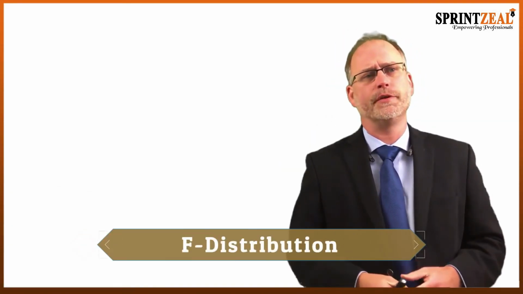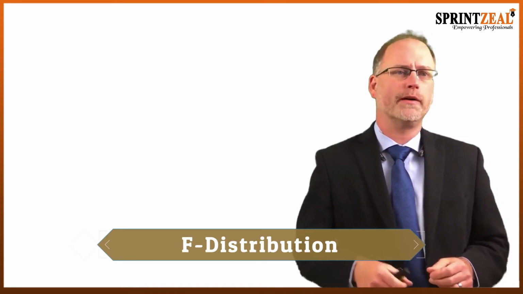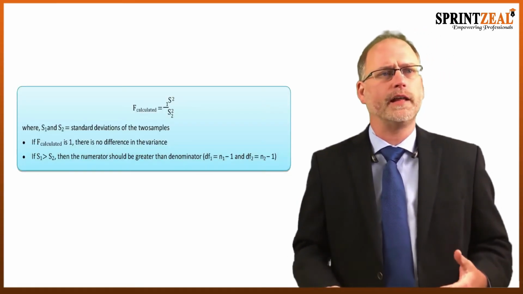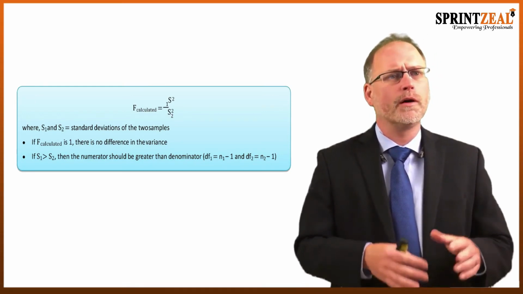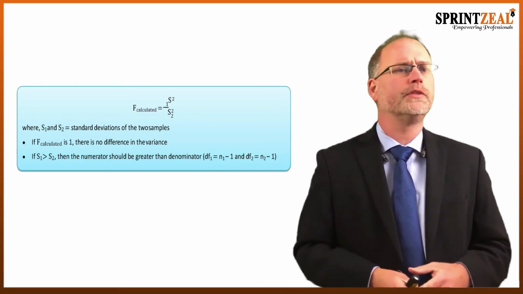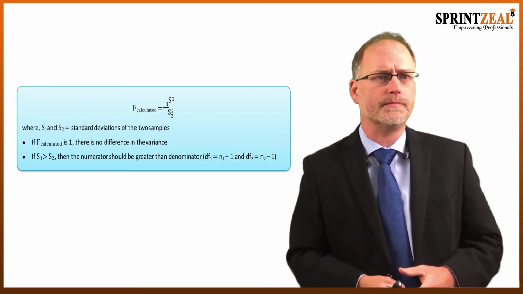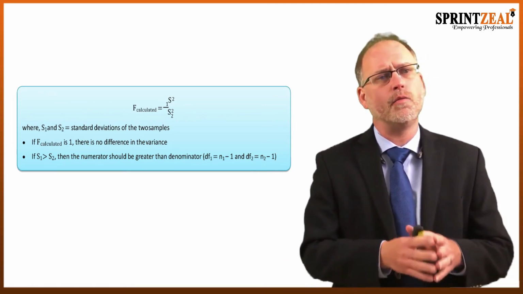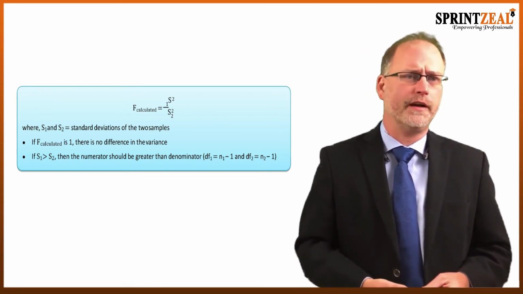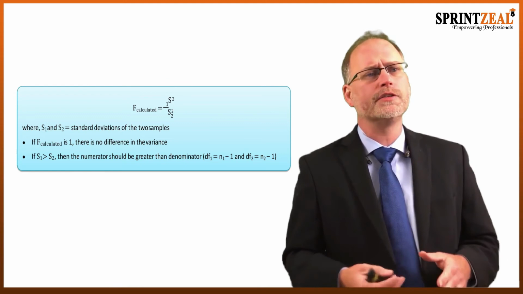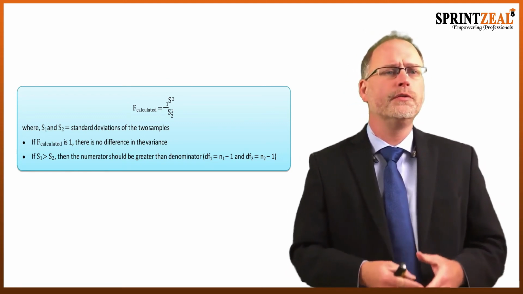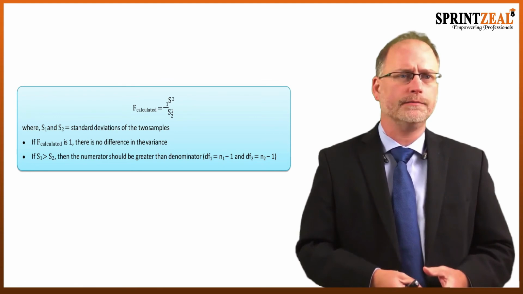So the F distribution is a ratio of two chi-square distributions, and a specific F distribution is denoted by the degrees of freedom for the numerator chi-square and the degrees of freedom for the denominator chi-square. So here's the calculation for F distribution, where S1 and S2 are equal to the standard deviations of our two samples. Now if the F calculated is 1, there is no difference within the variance.